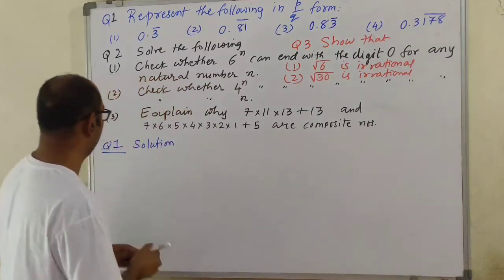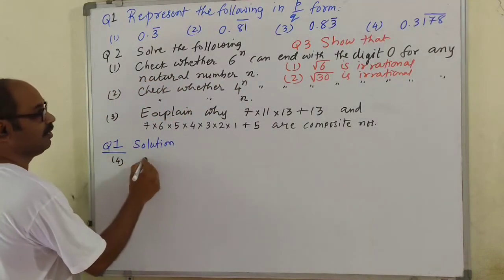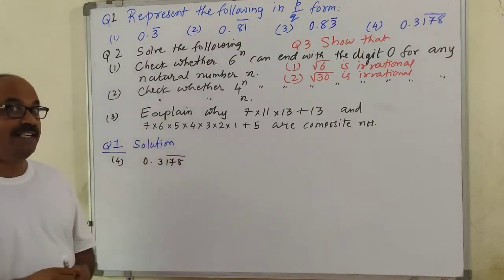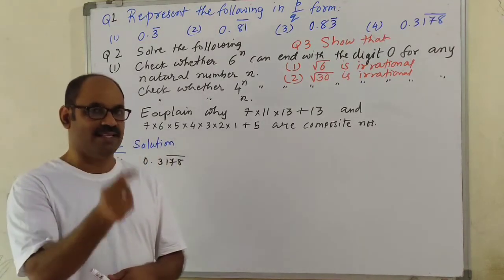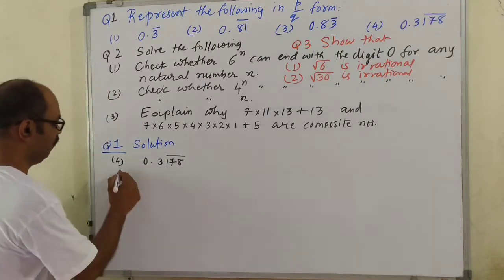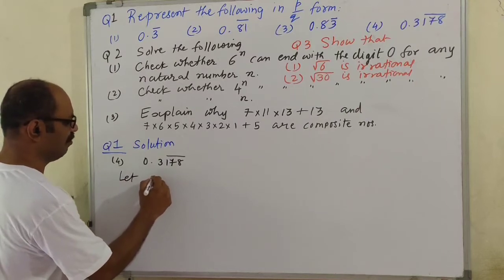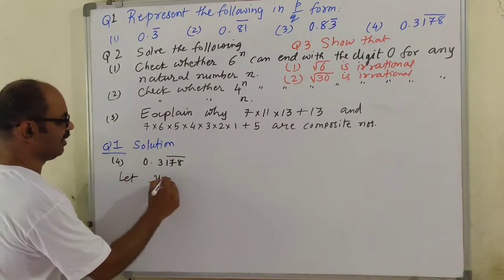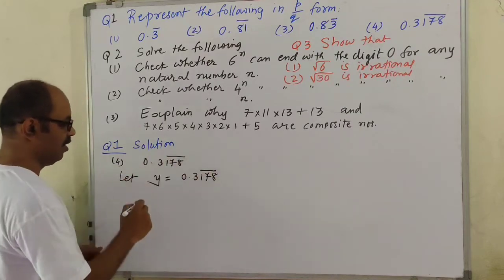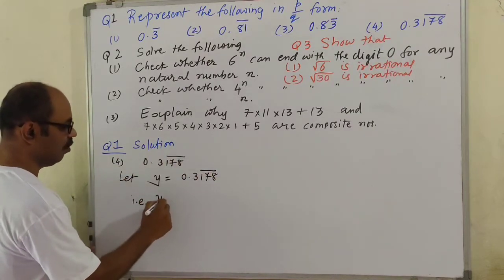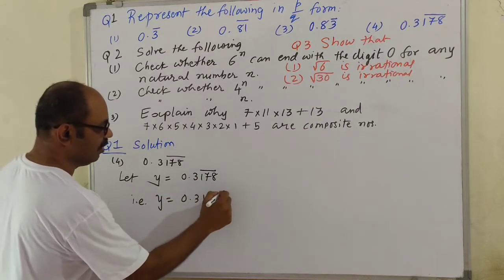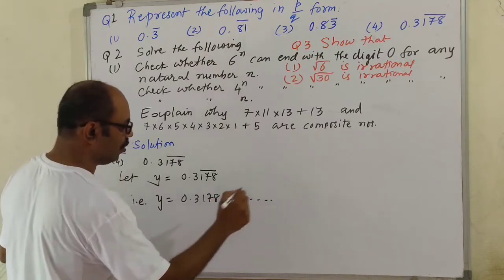In question 1, it is the fourth one, 0.3178 bar. This time how many digits are recurring? 3, 178. So double time we'll write 178 178. Okay, first let, this time I am just changing, let y is equal to 0.3178. I am putting bar, i.e. that means y is equal to 0.3 178 178 dot dot dot dot.